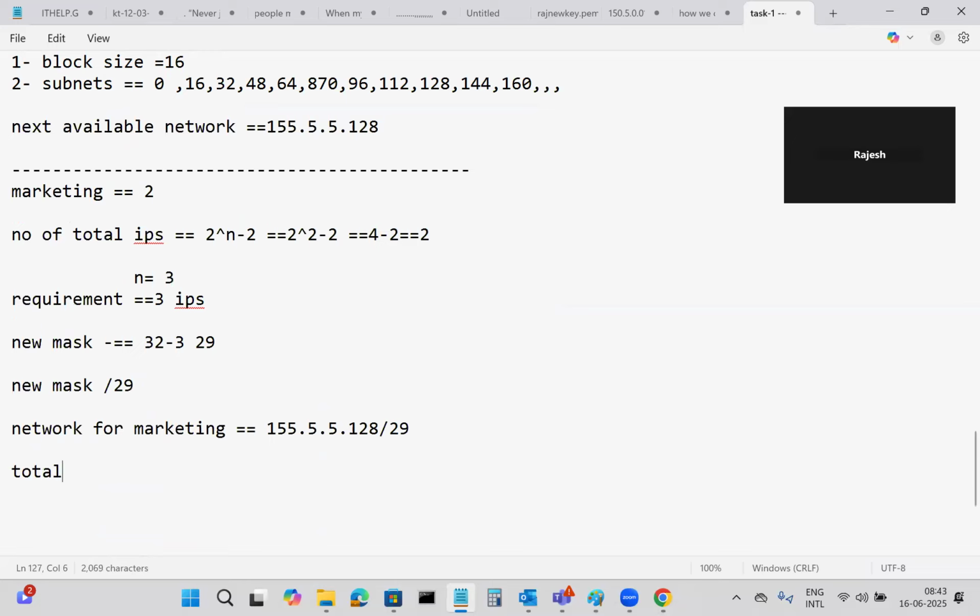Find out the total IPs here. Total IPs will be 6. First IP will be 155.55.129. Last IP will be 155.55.142. No, no, not 142. It will be 128 plus 6, so 134. Correct? And my broadcast IP will be 155.55.135. Correct?